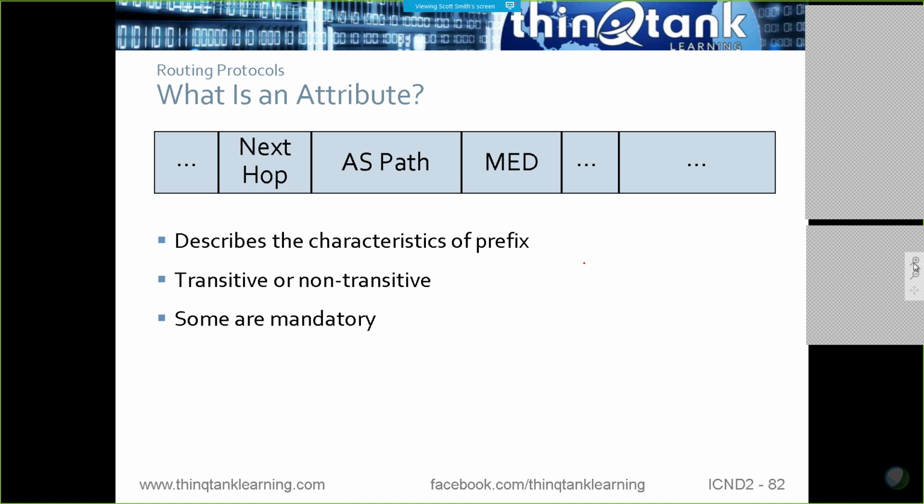So what is an attribute? It describes the characteristics of a prefix. Okay, well, what is a prefix? A prefix is a network. In BGP, when you hear the term prefix, think of a destination network.